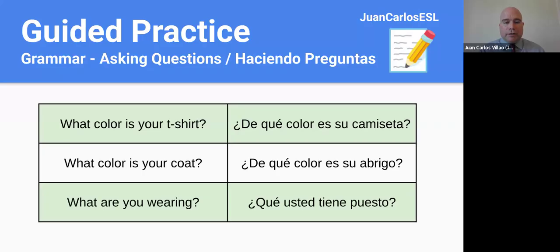What are you wearing? ¿Qué usted tiene puesto? ¿O qué se está poniendo?